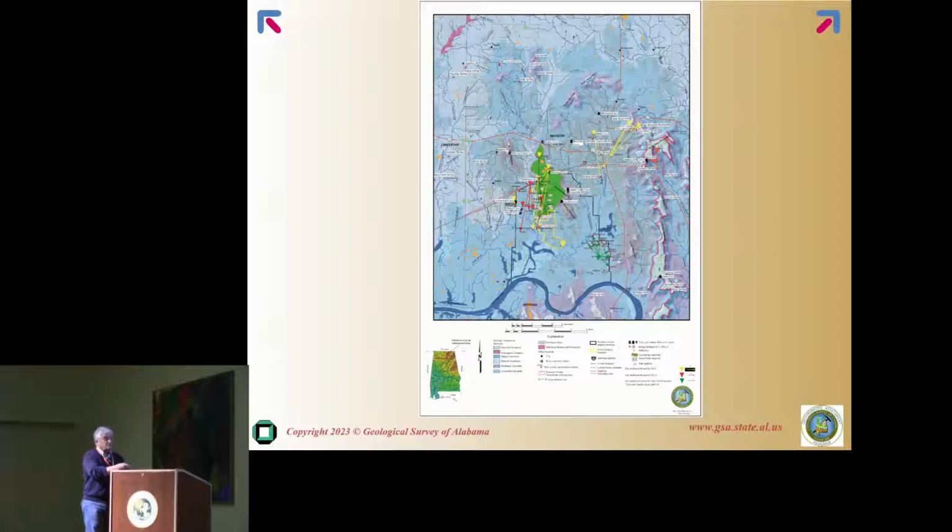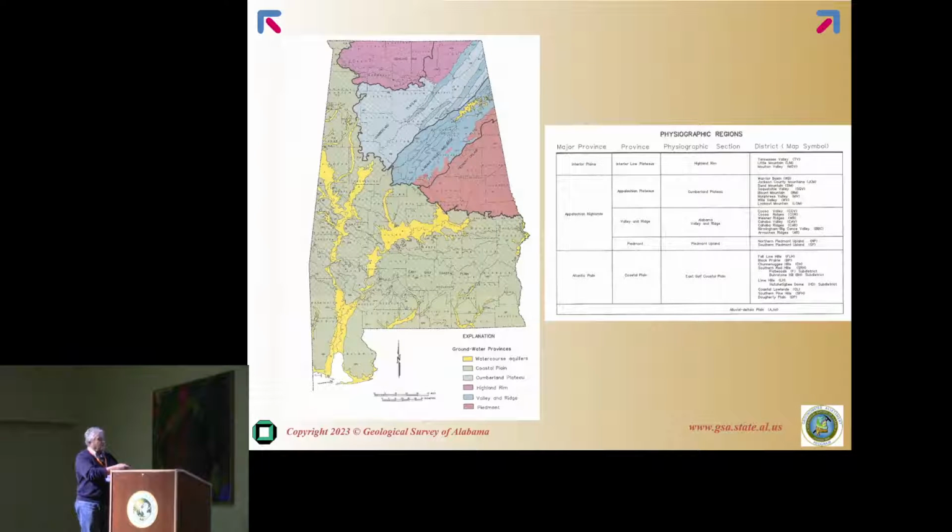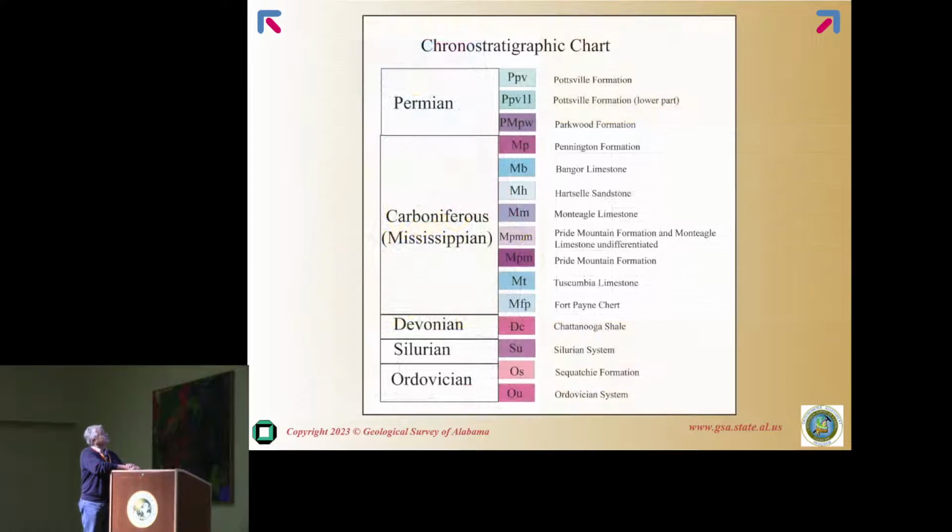This is a geologic map of the area. Approximately, the location of Redstone Arsenal is here. And in the north, east, and west, it's surrounded by the cities of Madison and Huntsville, and in the south by the Tennessee River. From the geological point of view, the site is located in the Highland Rim physiographic province, in the southeastern corner.